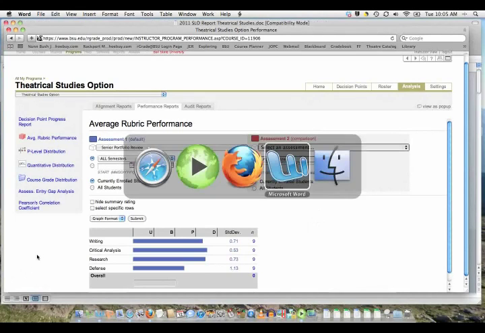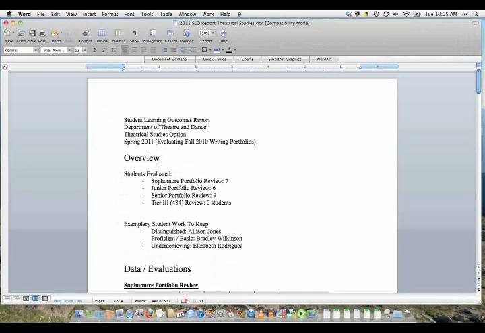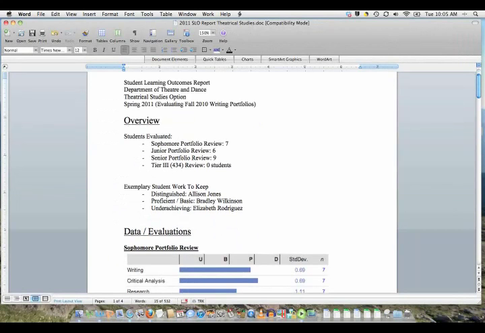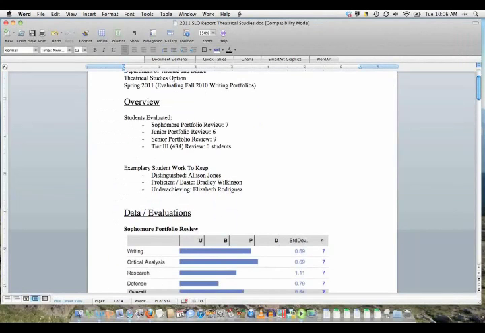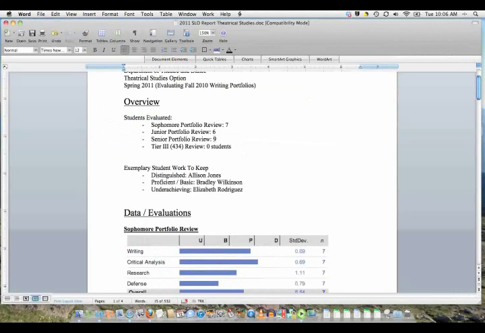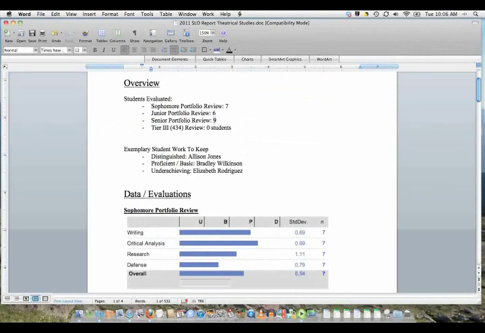So what I've done in Microsoft Word is created a student learning outcomes report, department, theatrical studies option, spring 2011, when it was written, and then clarifying what we're evaluating, the portfolios. Overall, I gave some numbers, and there we have the numbers that I got from each of these little N's. So senior portfolio review, once that's up, I've submitted it. The N is the number of students that were evaluated. So I moved that and put it right here, or copied it and put it right there.